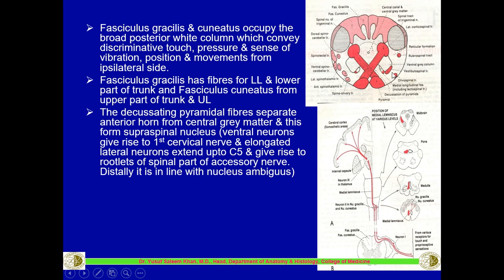This ventral part will be giving rise to the cervical nerve, the first cervical as well as up to the fifth cervical nerve.